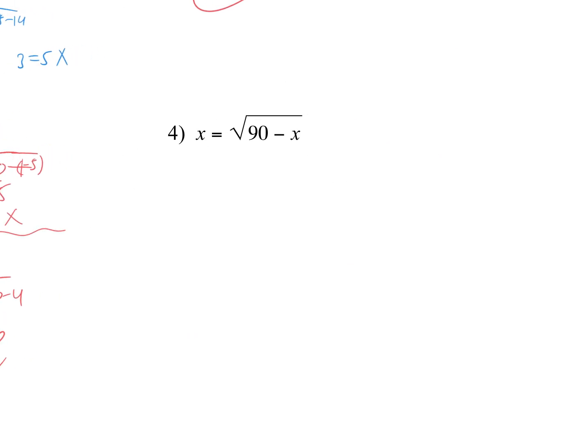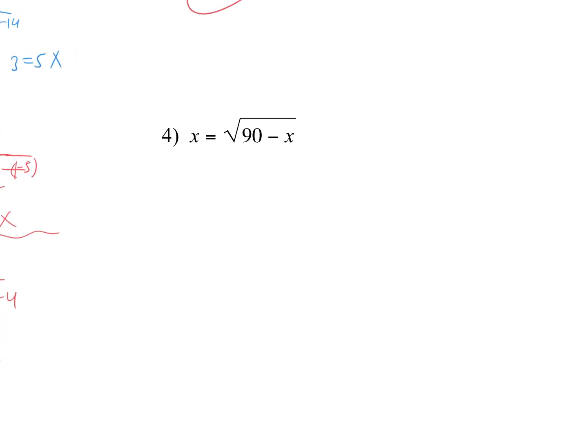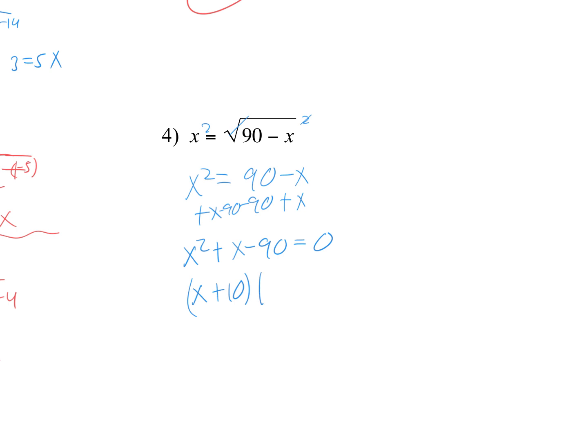All right. Try the exact same thing with this one. Square the left, square the right. My radical and the square cancel out. So I get x squared equals 90 minus x. I can add x, subtract 90 on both sides. And so I end up with x squared plus x minus 90 equals 0. And so I end up with x plus 10 and x minus 9 equals 0. And so I get x equals negative 10 and x equals 9.